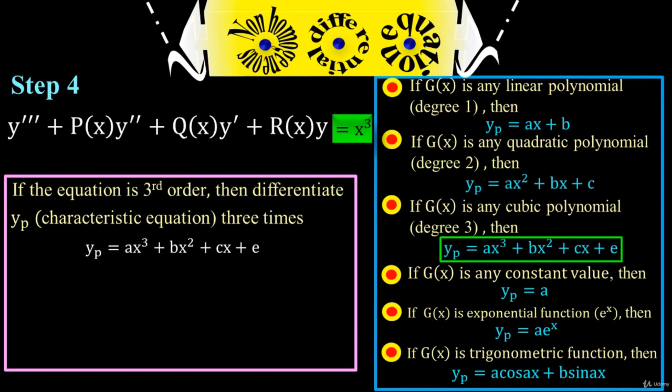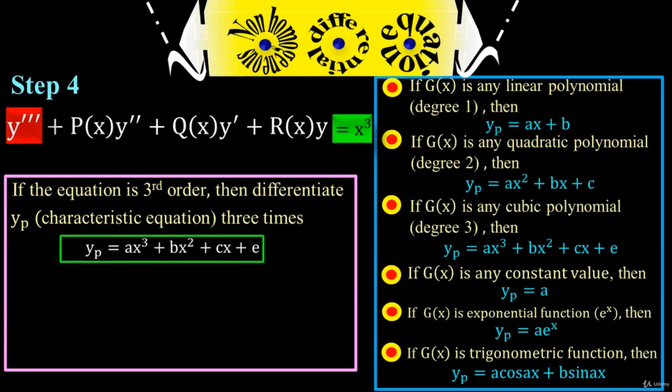This is the first thing. The next step is to check the right side of the given expression. Look at here. The maximum derivative term is the third derivative term. So it is a third order non-homogeneous differential equation. Therefore, I need the characteristic equation to be differentiated 3 times.